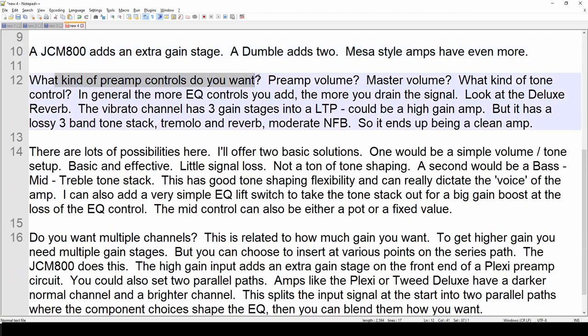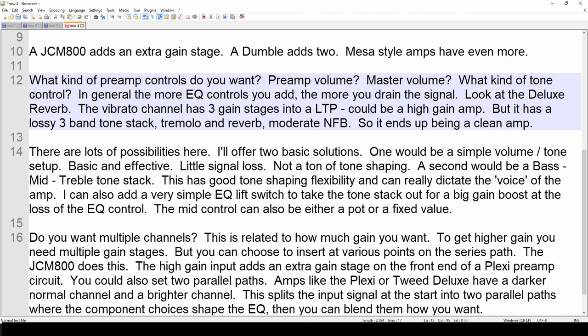Next, what kind of preamp controls do you want? As a general rule, the more volume controls and tone controls and all these different kinds of controls you add, essentially those things are all just taking away signal. So the more controls that you add, the lower gain that you have. So some options: preamp volume, almost every single amp ever has at least some kind of preamp volume. Now master volume, some have more of a fixed one where the master is basically preset at maximum, or you can put it on a pot.